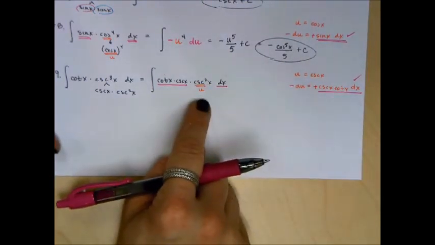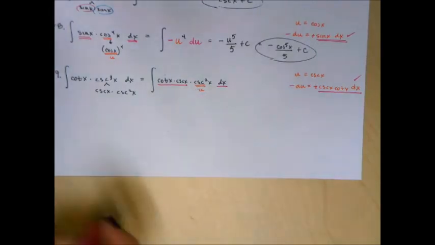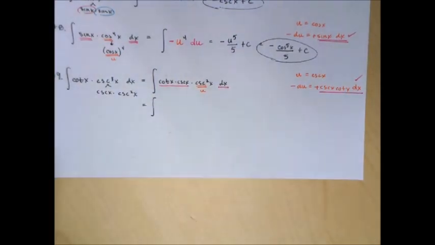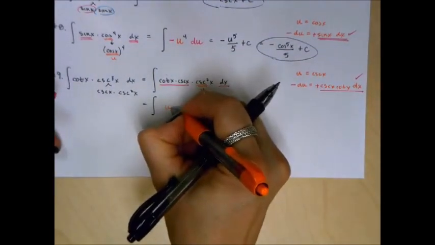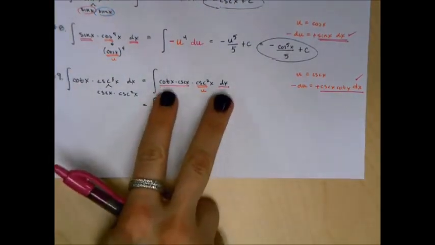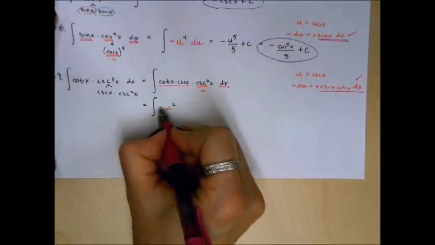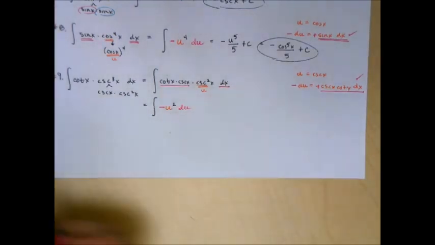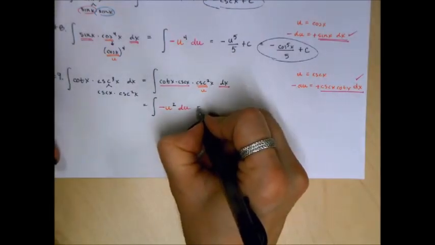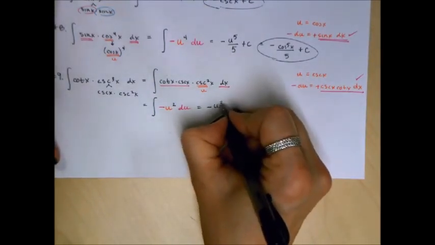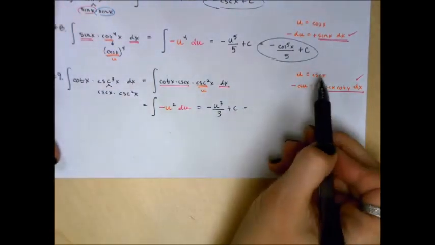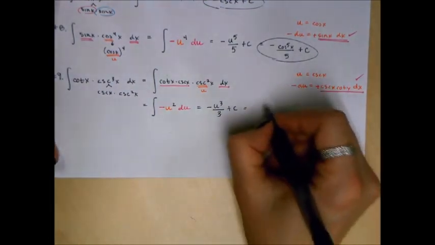And so my integral is u squared. And the rest, the leftovers here, are replaced by negative du. And so it ends up very similar to problem number 8. So we continue with our integration, negative u cubed over 3 plus c, and substitute cosecant back in place of u. So negative cosecant cubed over 3 plus c.